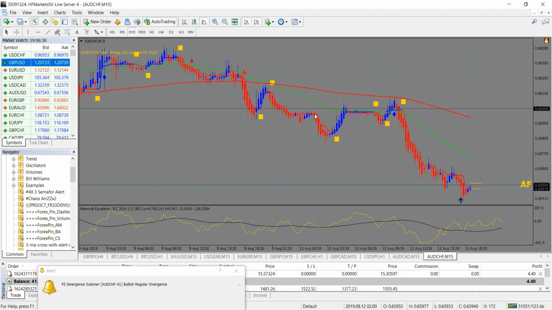So what are trends? Trends are when you have price moving in a certain direction, either to the upside or to the downside. When price goes to the upside, you have an uptrend. And when price goes to the downside, you have a downtrend. Pretty simple, right? Now, there's some important things.